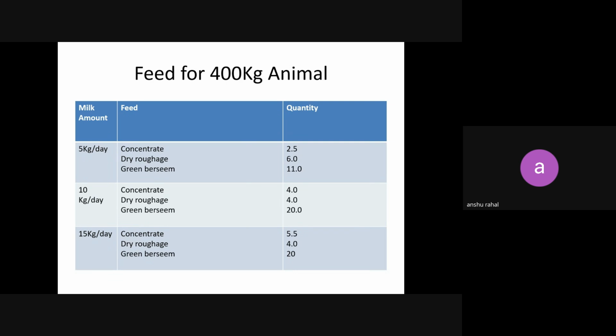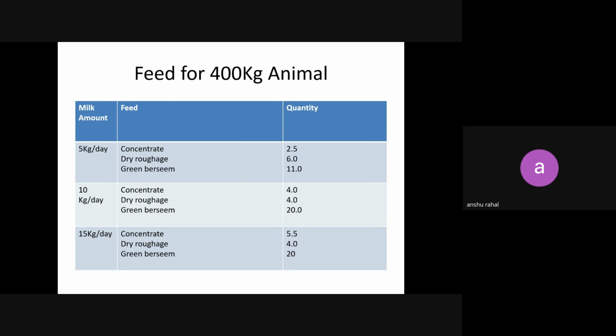And if the animal is producing 15 kg milk per day, then 5.5 kg concentrate, 4 kg dry roughage, and about 20 kg of green berseem. As the milk production increases, there is a need to increase the concentrate.